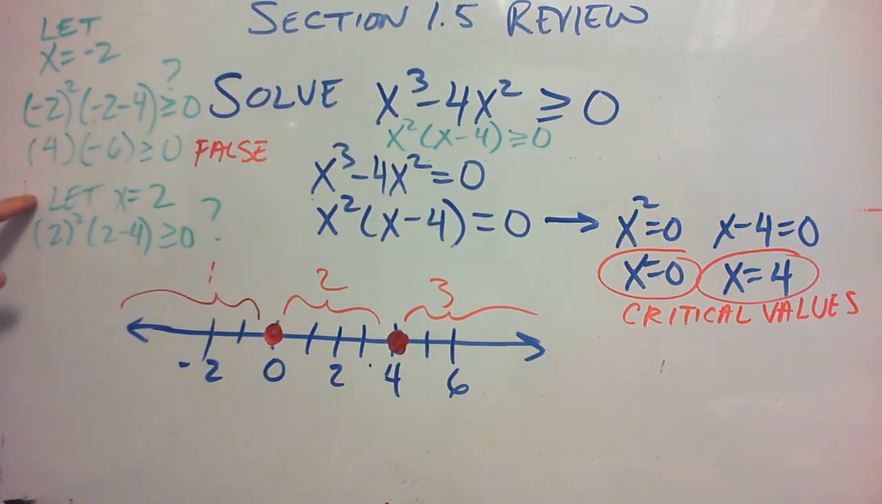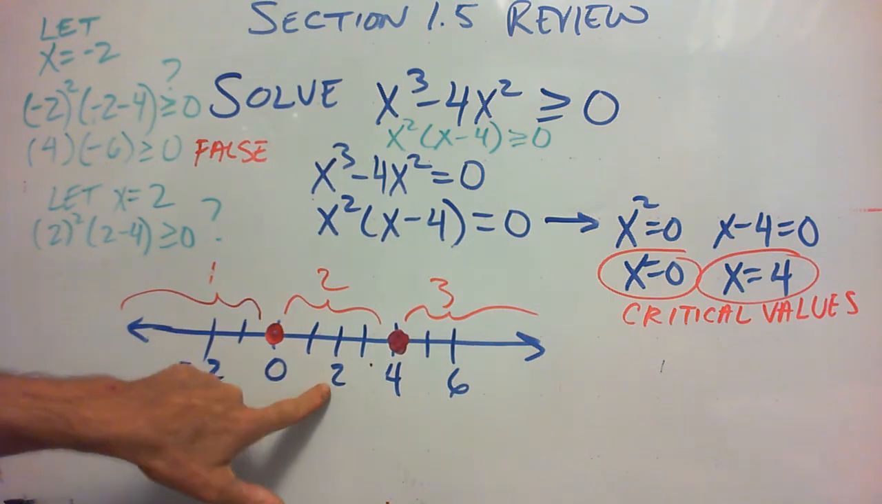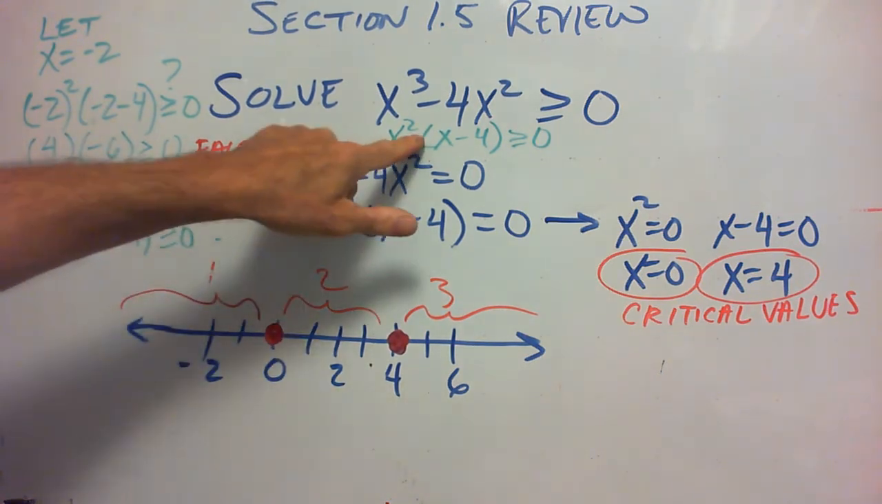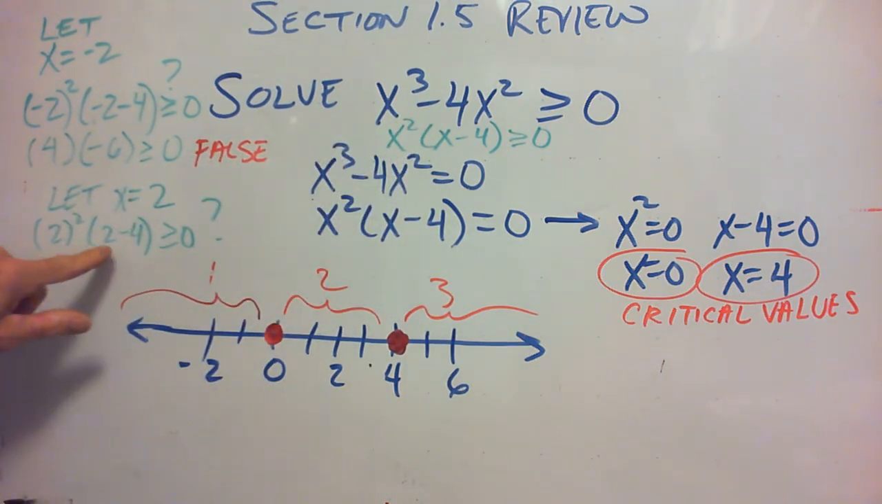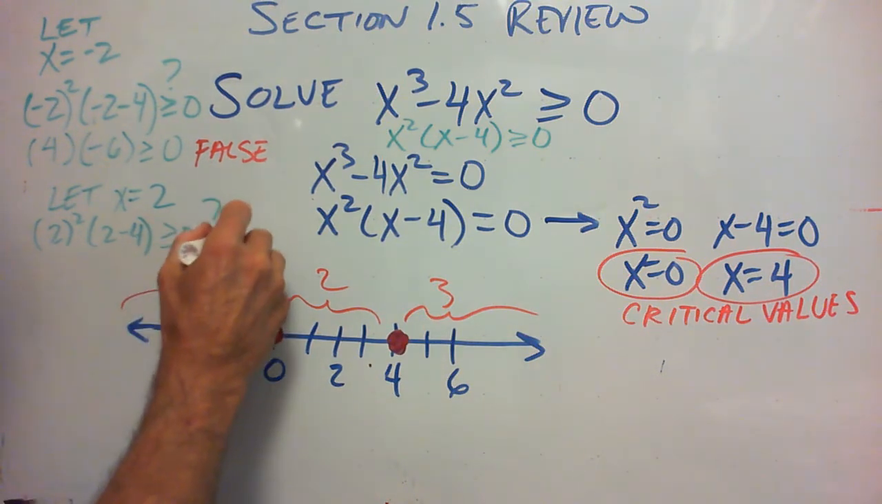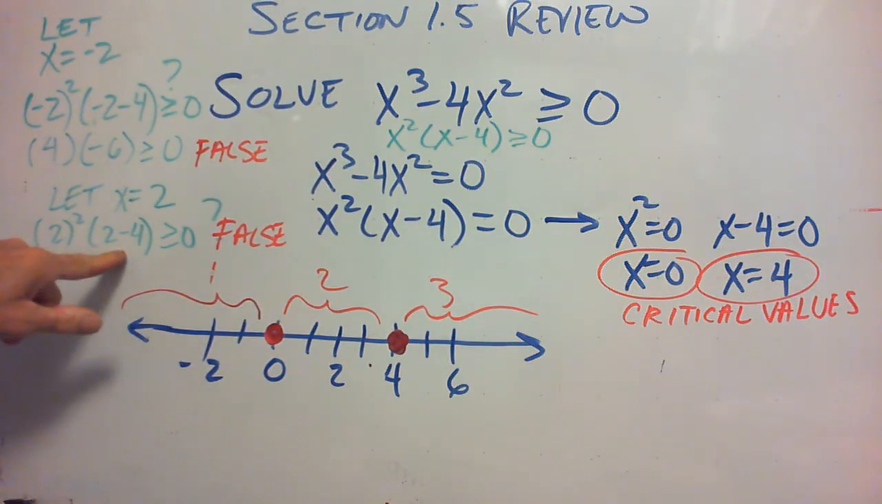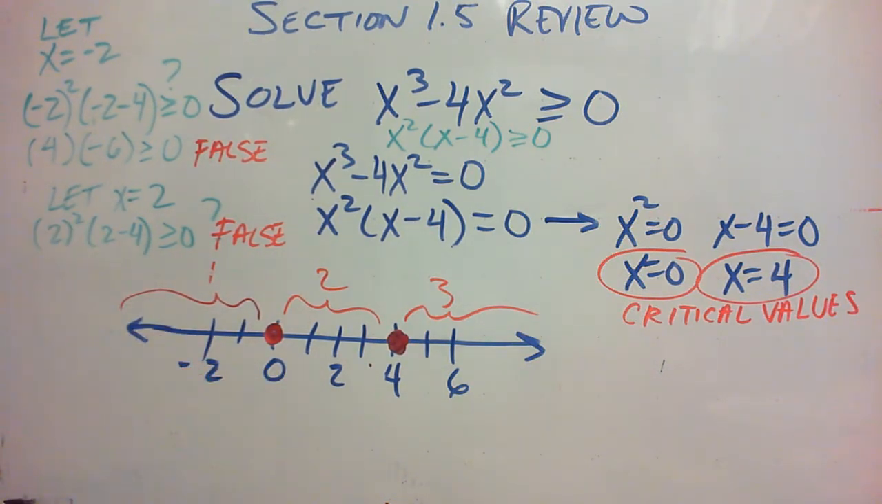And for this next test value, I'm just going to pick 2 right in the middle of the interval. Plug it into the factored form of the inequality. 2 squared times 2 minus 4. Is that greater than or equal to 0? No, that's false. The first factor stayed positive, but the second factor is still negative. So we do not shade that second interval.